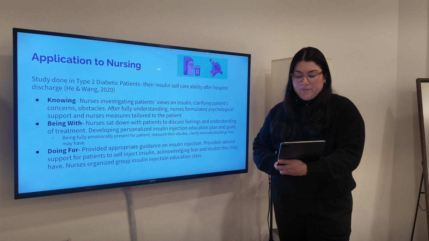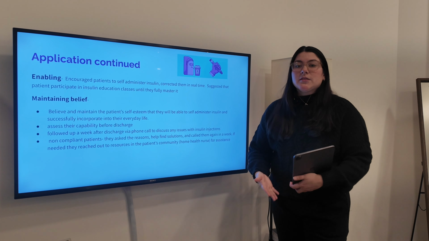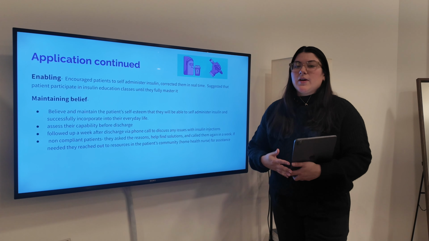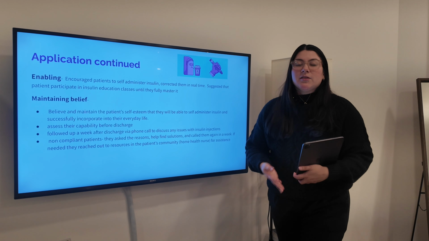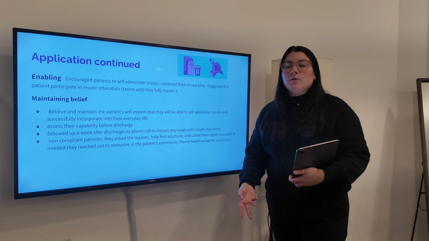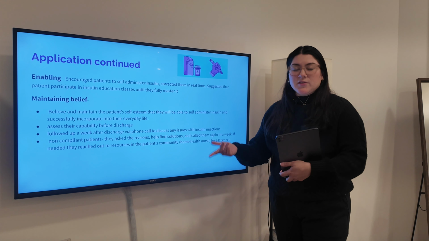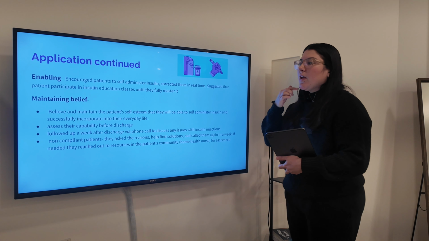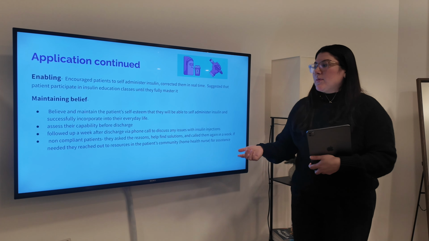The last two processes that they used in the study: enabling was encouraging the patients to keep self-administering insulin, providing that positive reinforcement and feedback so that the patients could eventually reach the goal to be able to administer insulin at home after they were discharged from the hospital.